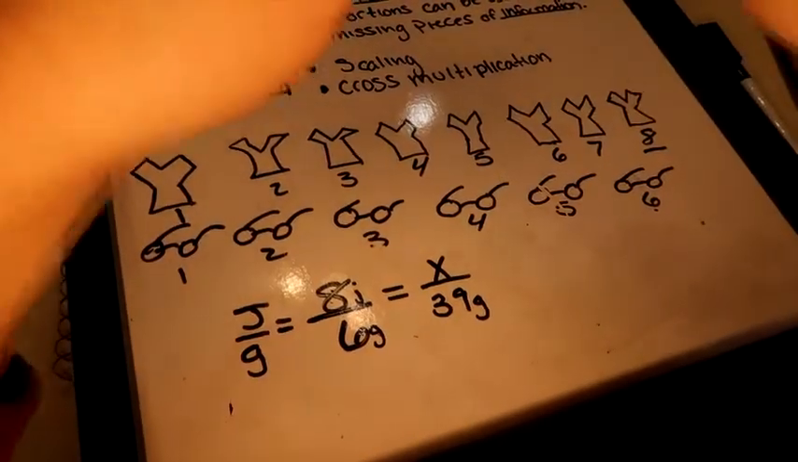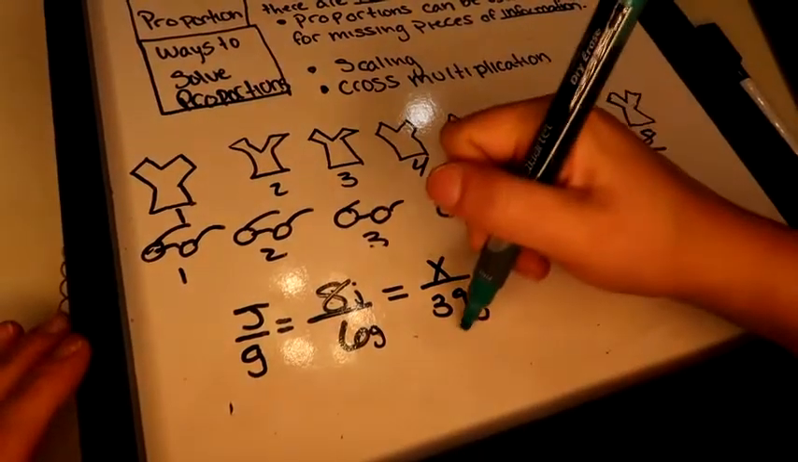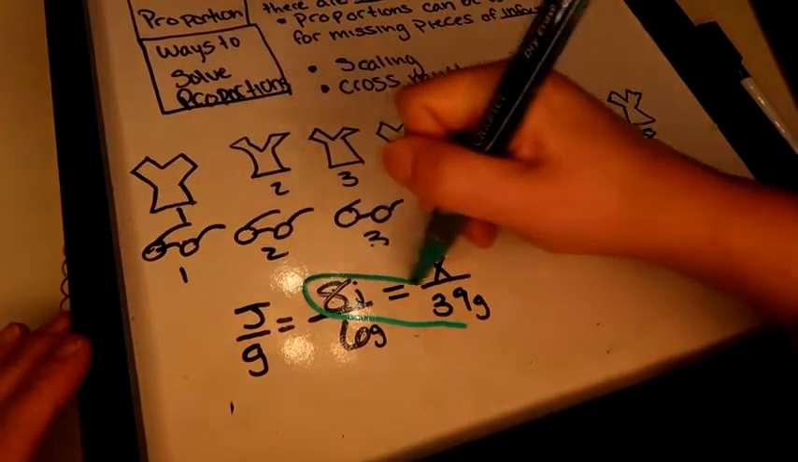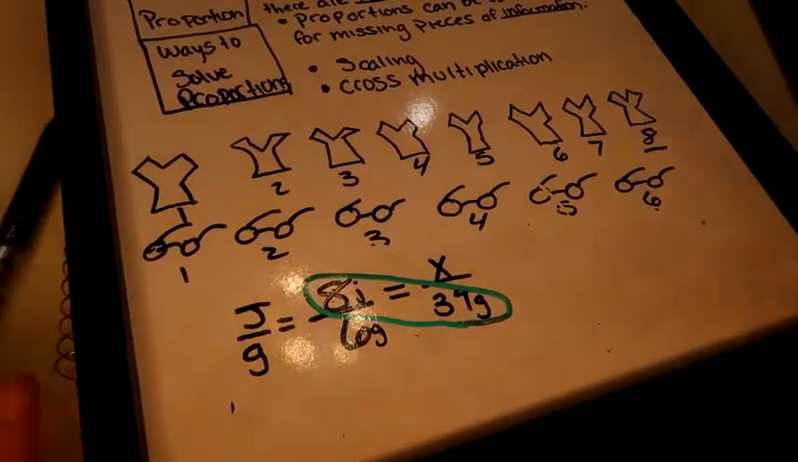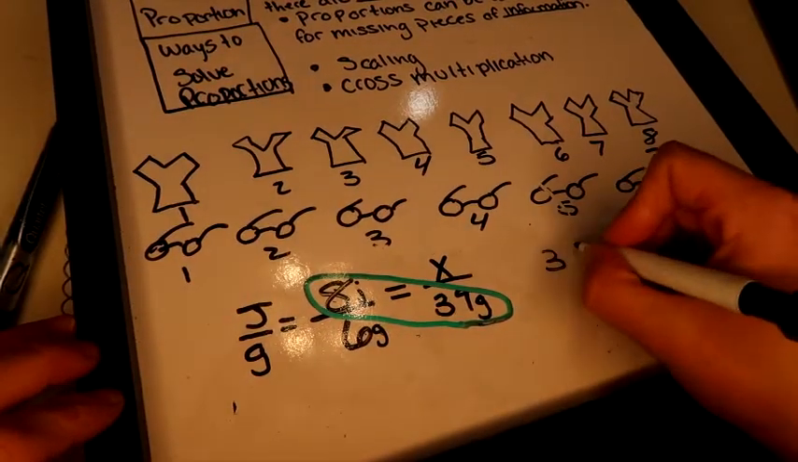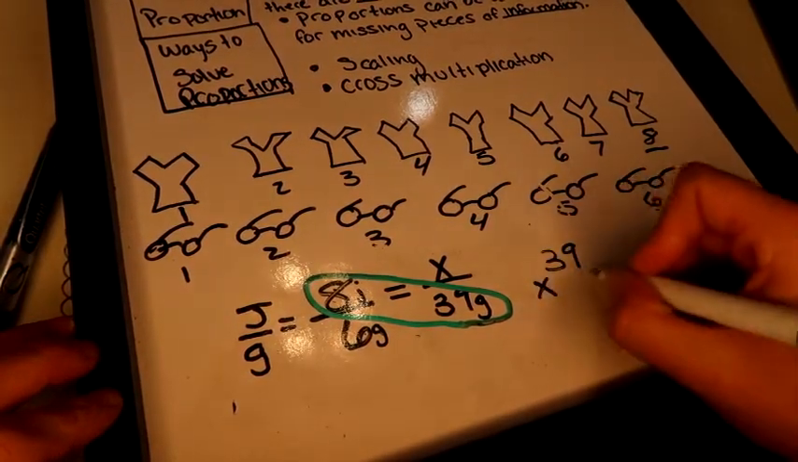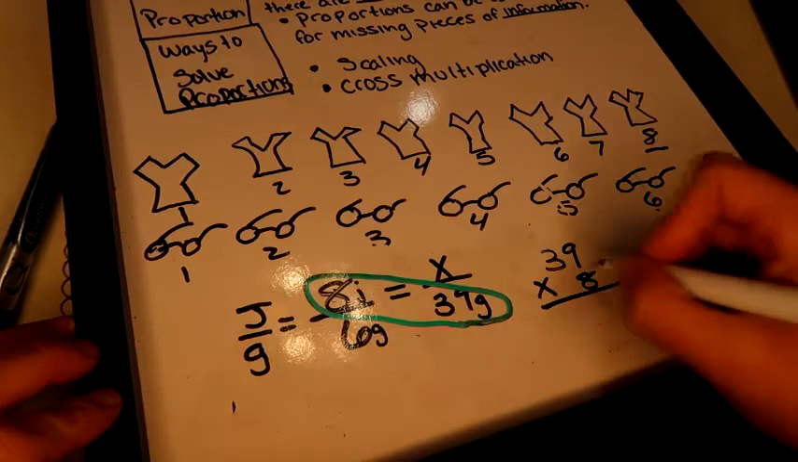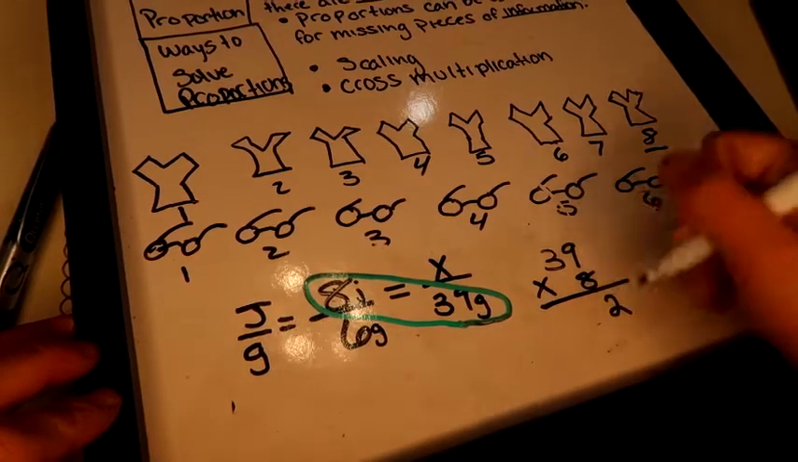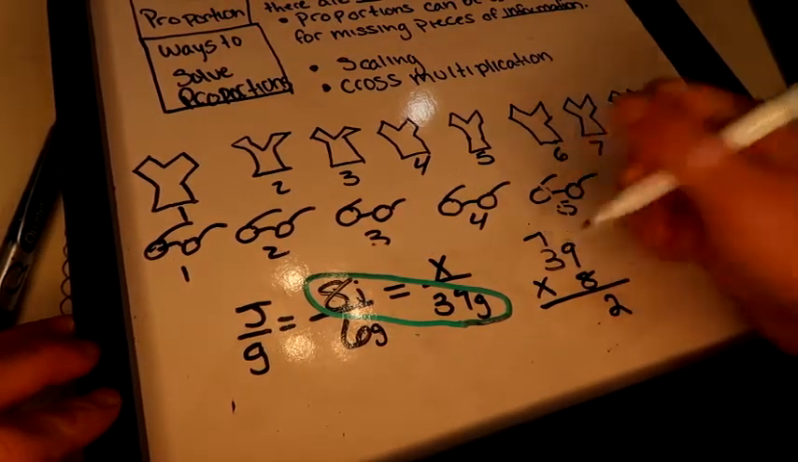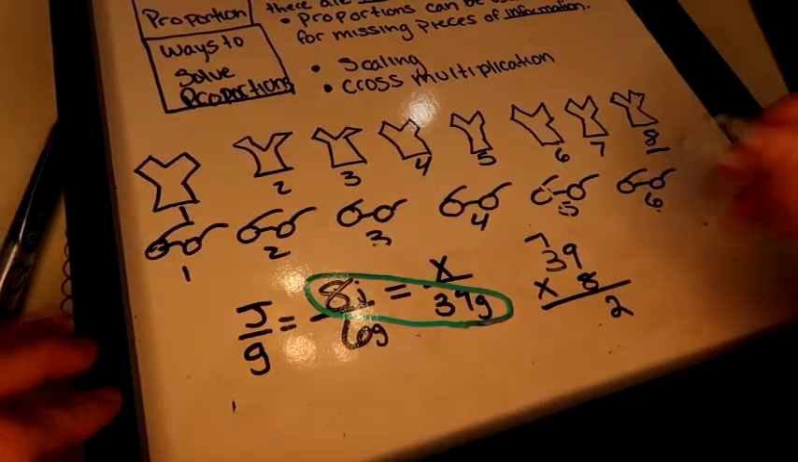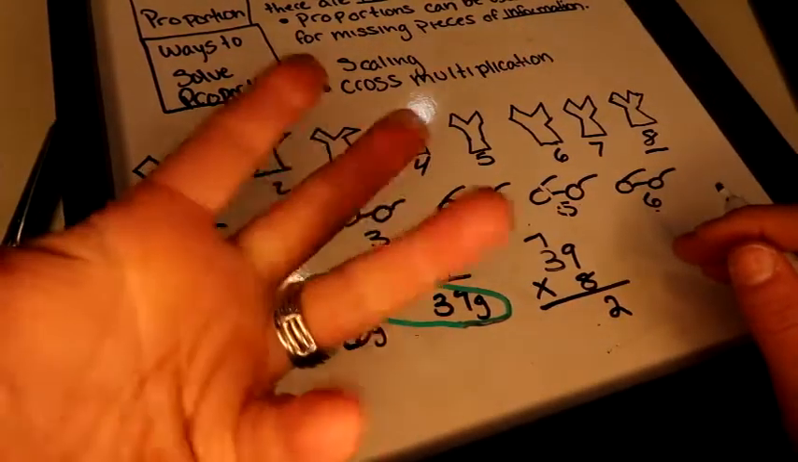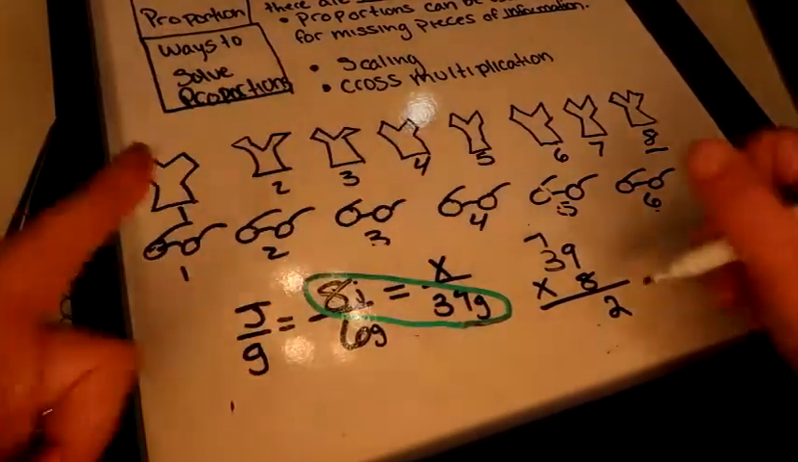Now, here's what we need to do first. We're going to take the 39 and the 8, and I'm going to multiply those two together. 39 times 8. 8 times 9, 72. 8 times 3, 24, plus 7, 24, 25, 26, 27, 28, 29, 30, 31.